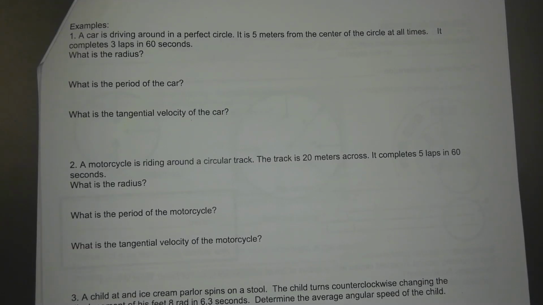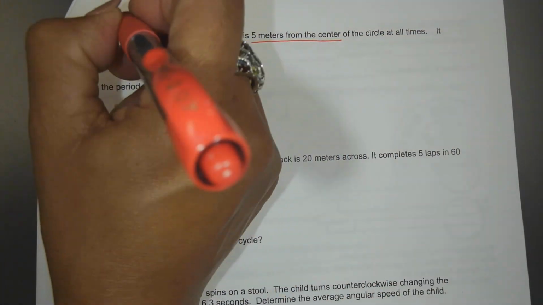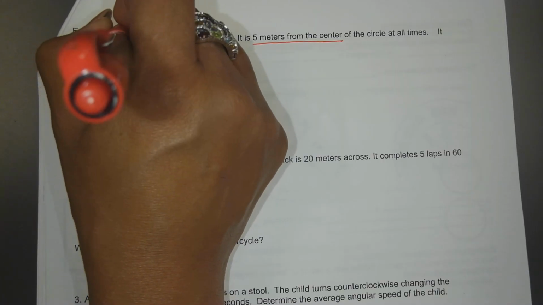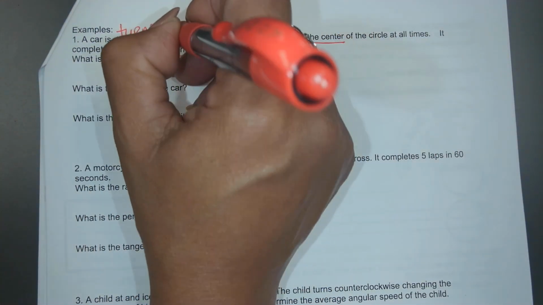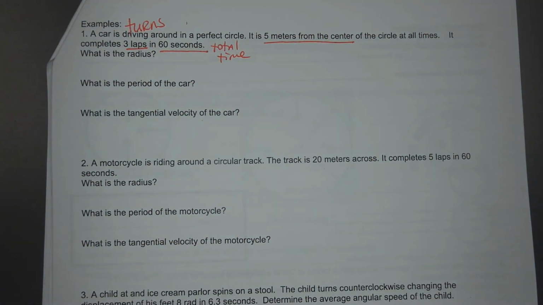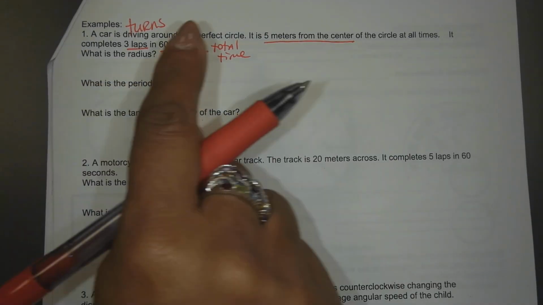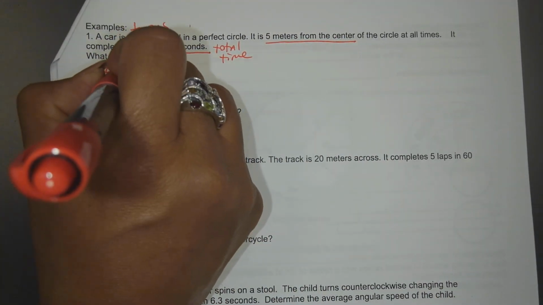So here we go. We've got a car that's driving around this circle. It says here that the distance from the center of the circle is actually 5 meters. It completes 3 laps, which is the amount of turns, and it took 60 seconds, the total time. So that's the information it gave me. First question is the radius. Well, from the center of the circle out is the radius, which so happens to be 5 meters.